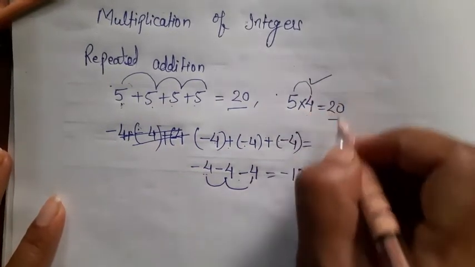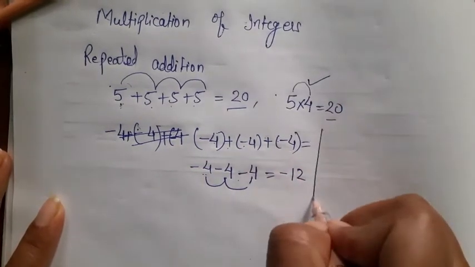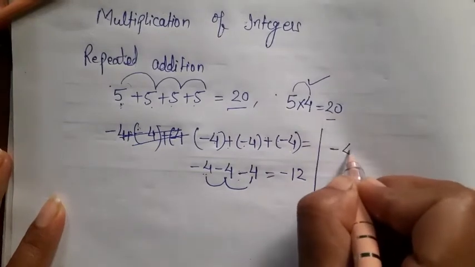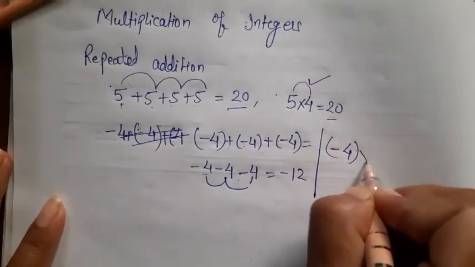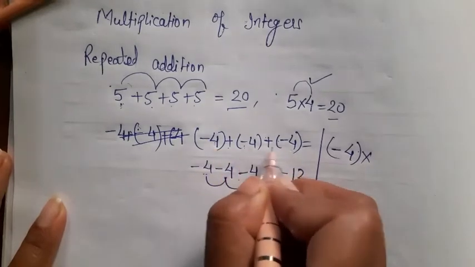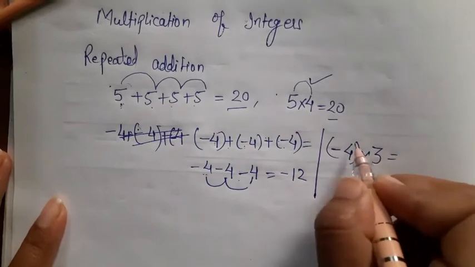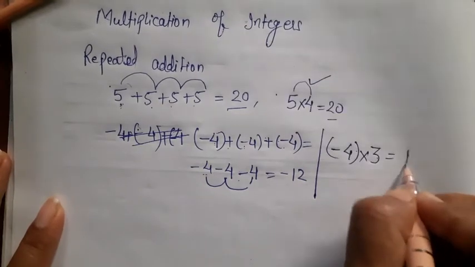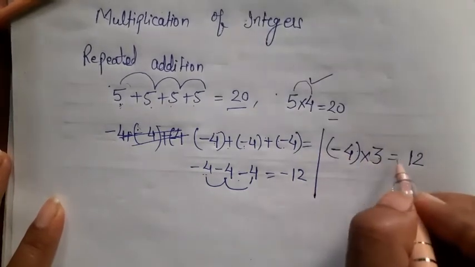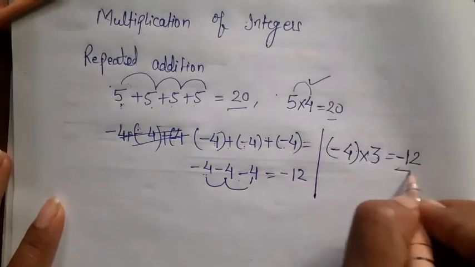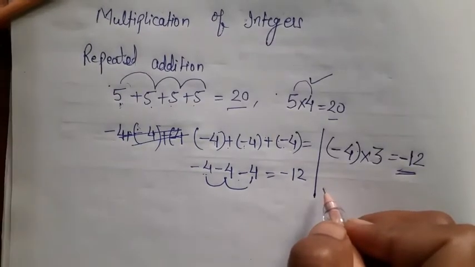In the next method, we have minus 4 and this number is repeated 3 times, 1, 2 and 3. So here we multiply this number by 3. Now 4 times 3 is 12 and the sign is minus here. So the answer is minus 12.